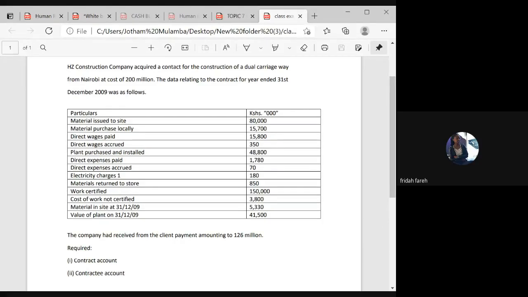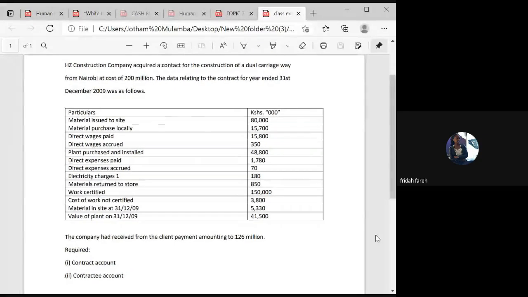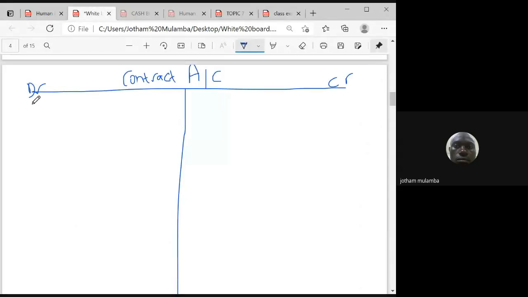Materials issued to site. Somebody has said materials issued to site. You wanted to say the same thing? What's the amount? Tell us the value. It is 80 million.